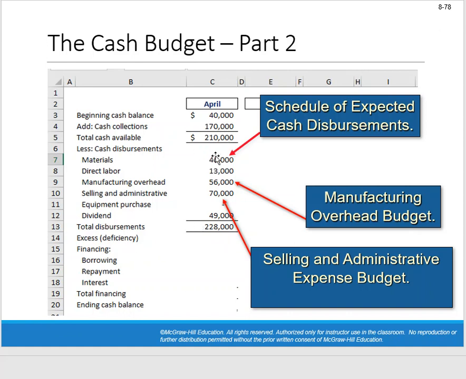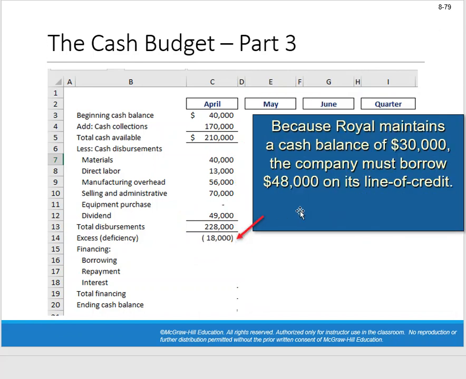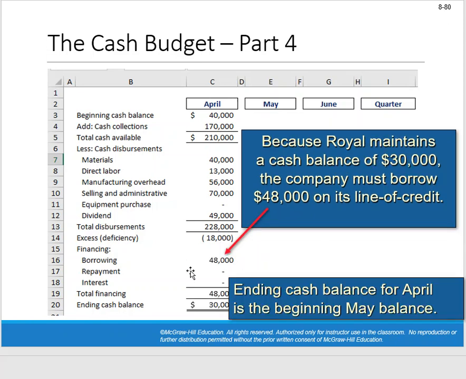We need to compute part three. If we have cash available of $210,000, but disbursements of $228,000, sounds like we have a deficiency, right? So we do our math. We have a deficiency of $18,000, but we have a required minimum cash balance of $30,000 at the month end. We can't budget ourselves to be deficient in cash or even at zero in cash. We need to have a little cushion in there. So we need to have a cash balance of $30,000. In order to achieve that, we're going to have to borrow $48,000 on the line of credit.